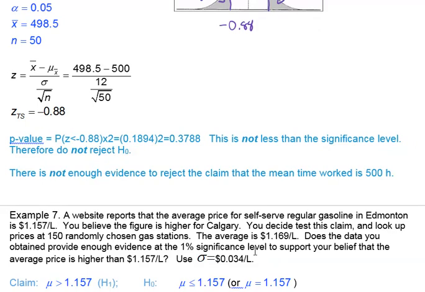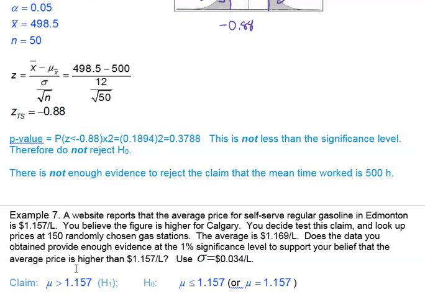Again, we can look at that claim from the perspective of the question being asked. So here it says, does the data support your belief that the average price is higher? So average price is higher is going to be our claim, greater than 1.157. So higher, no equals in there, it's going to be our H1. H0, our null hypothesis, has to have the equality. So our mean equals 1.157 can get used.